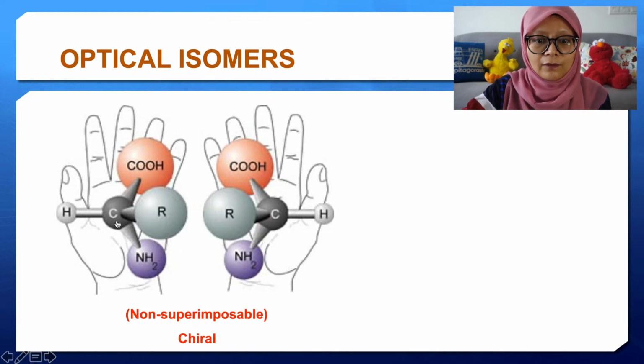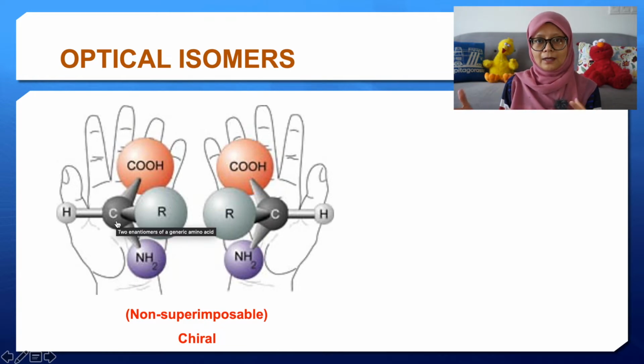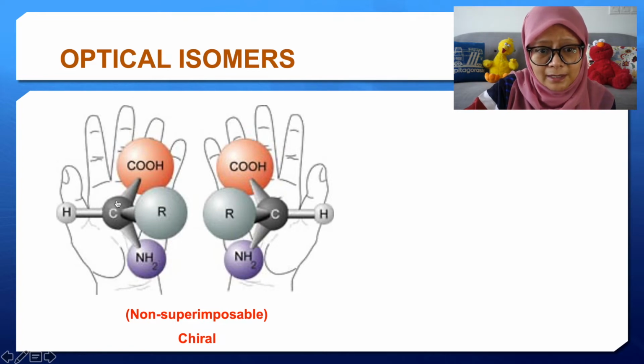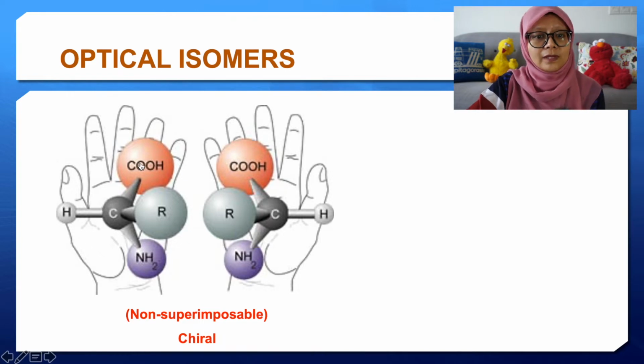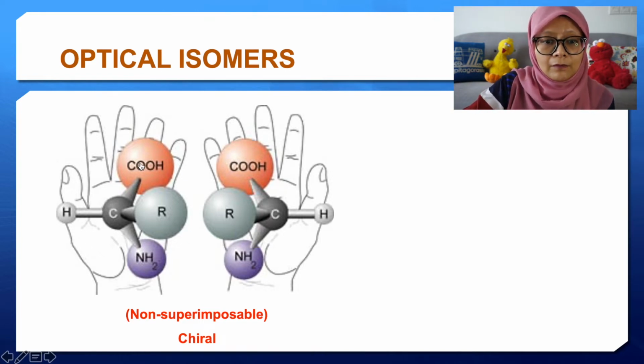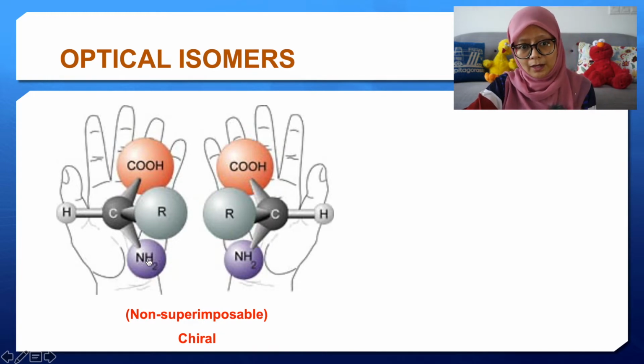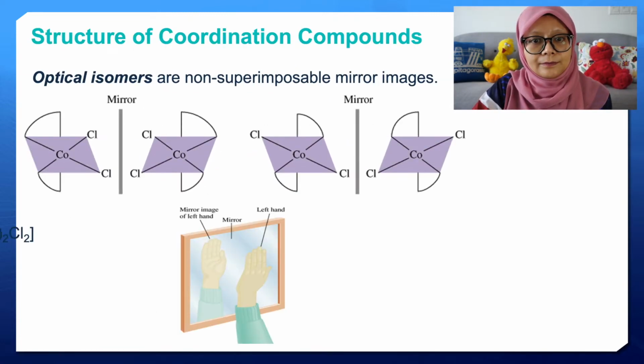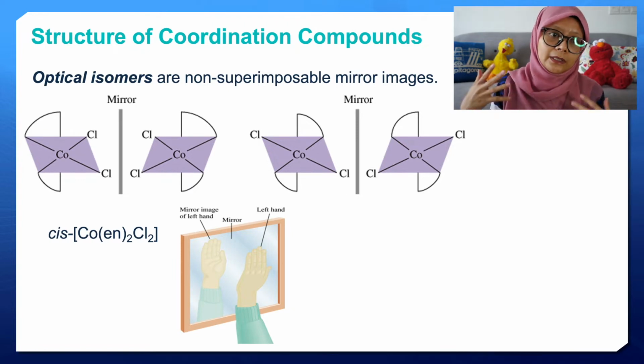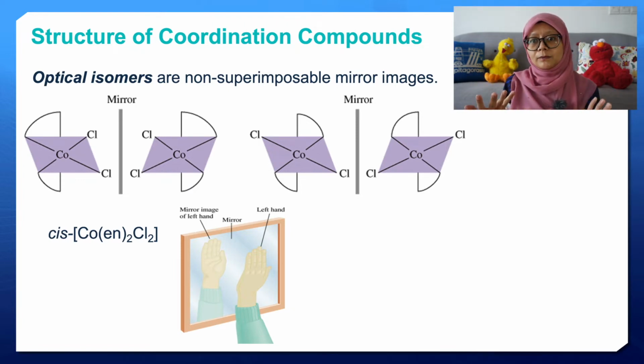The definition of chiral is usually a chiral carbon, where the carbon is bonded to 4 different types of ligand. As you can see from here, this is a chiral carbon, and it has 4 different types of ligands bonded to the carbon, for example here the carboxylic acid, the alkyl group, the NH2 amine, and also hydrogen. So the optical isomers are non-superimposable mirror images.